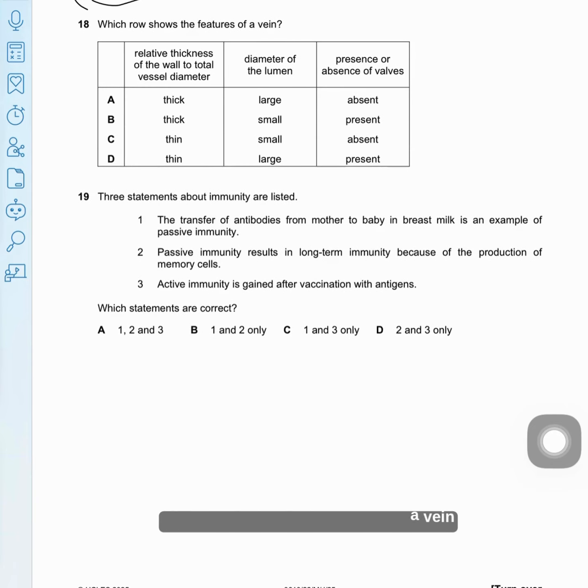What is the chemical formula of glucose? Direct question, which is C. C6H12O6.